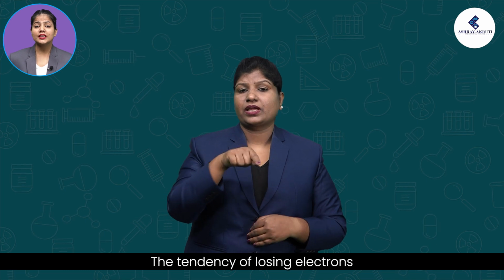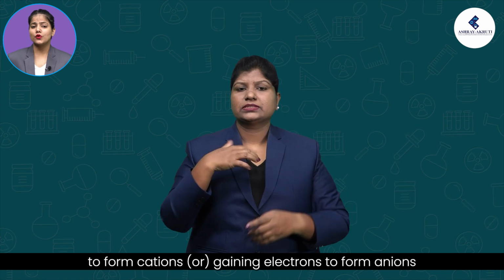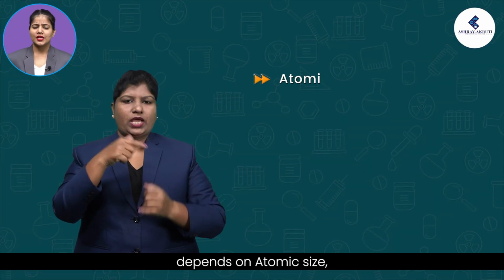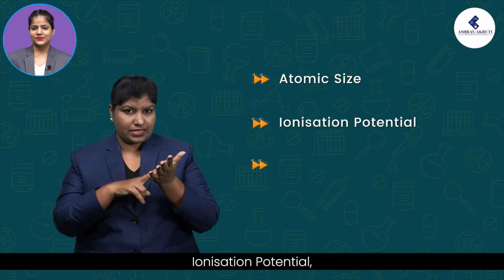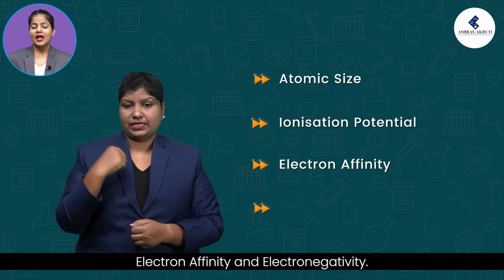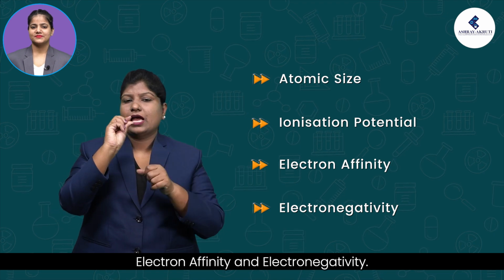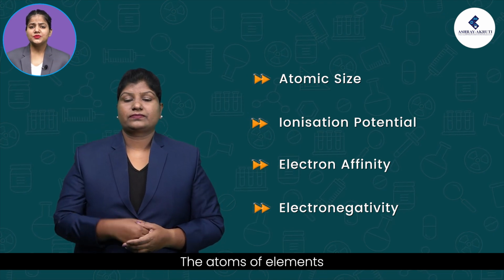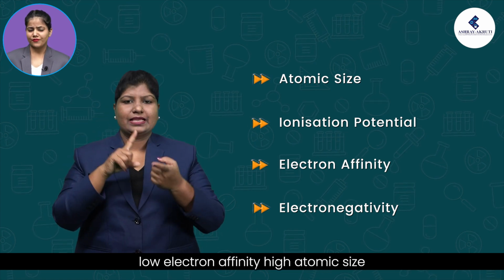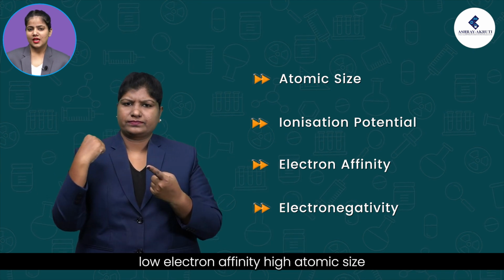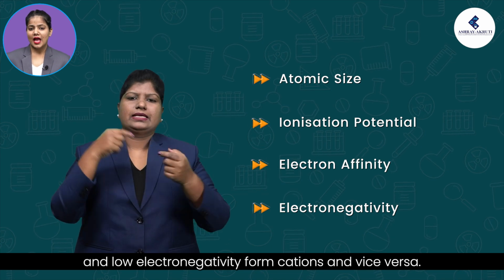The tendency of losing electrons to form cations or gaining electrons to form anions depends on atomic size, ionization potential, electron affinity and electronegativity. The atoms of elements with low ionization energy, low electron affinity, high atomic size and low electronegativity form cations and vice versa.